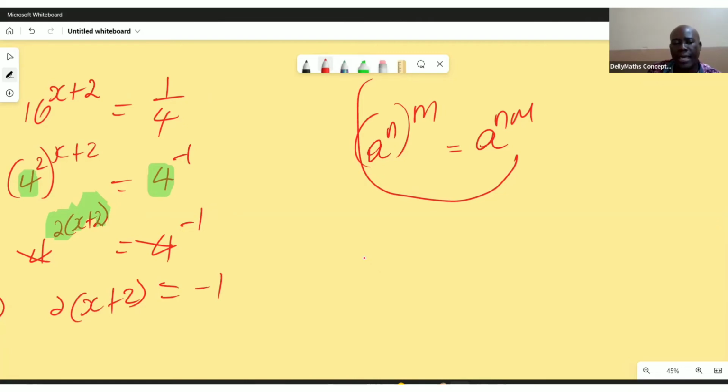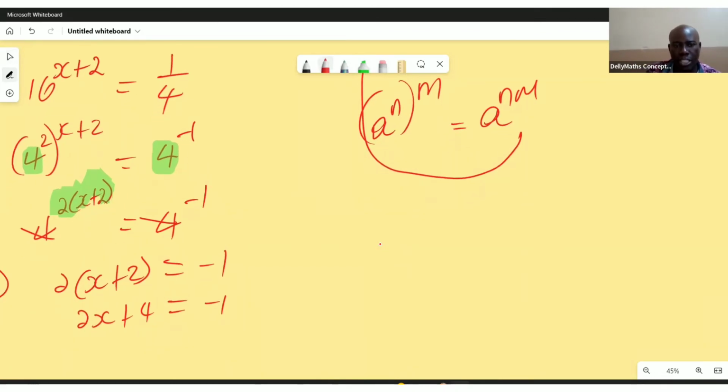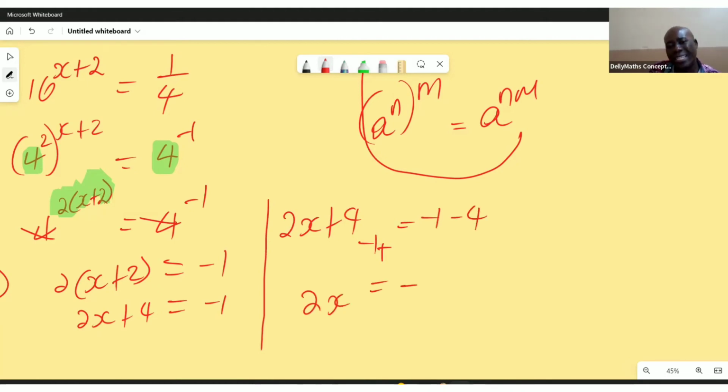Let's distribute that 2 inside. 2x plus 4 equal negative 1. Finally, 2x plus 4 minus 4 is equal to negative 1 minus 4. 2x is equal to negative 5. Let's divide both sides by 2. My final answer is x equal to negative 5 over 2. So here it is, I'd work out x to be negative 5 over 2 or negative 2.5, all right?